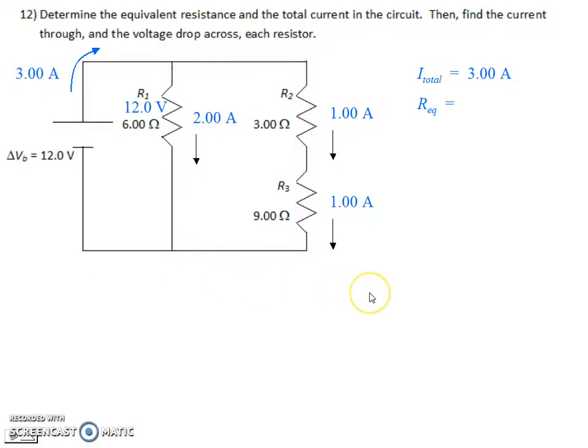That makes sense to you, that's fine. And then we could say, well, each of these resistors has 1 amp going through it, so we know this has to drop 3 volts, this has to drop 9 volts, delta V equals IR, and this makes sense because we did say there's going to be a total of 12 volts dropped through the whole combination. And now we could do REQ, 12 volts over 3 amps equals 4 ohms.